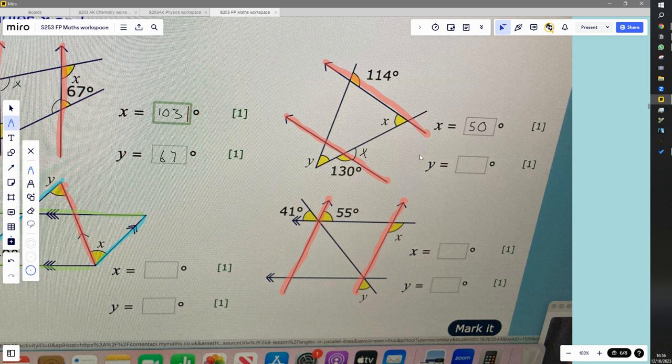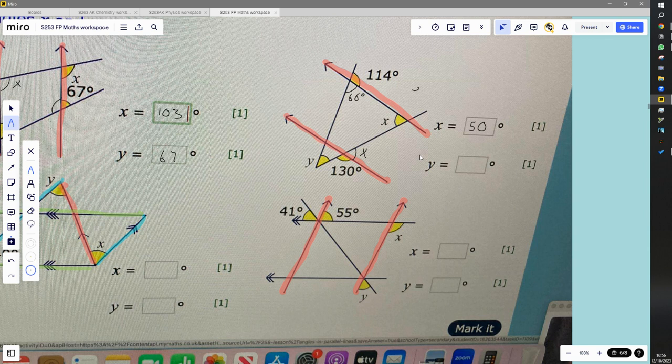We can also say that the other side of this angle here is on a straight line, so 180 minus 114, that's going to be 66 degrees. Now what we have is a triangle. So we've got angles in a triangle must add up to 180. And we know what x is.